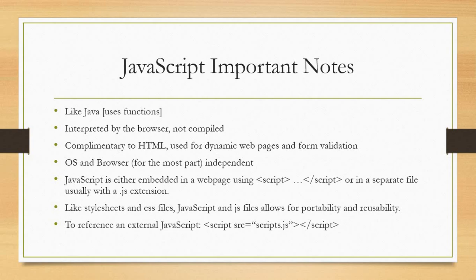Again, as mentioned, JavaScript is like Java. It uses functions. It's interpreted, however, by the browser and not compiled like Java programming is. It's complementary to HTML, just like our CSS. Operating systems and browsers are independent from JavaScript for the most part.